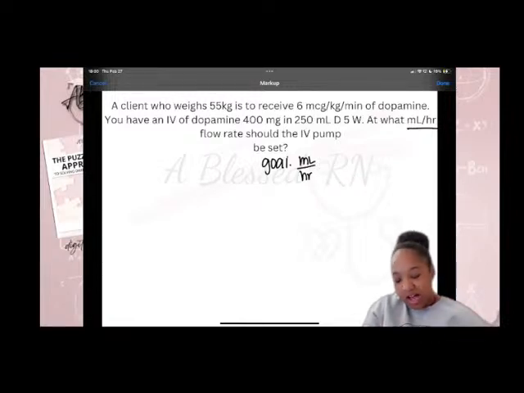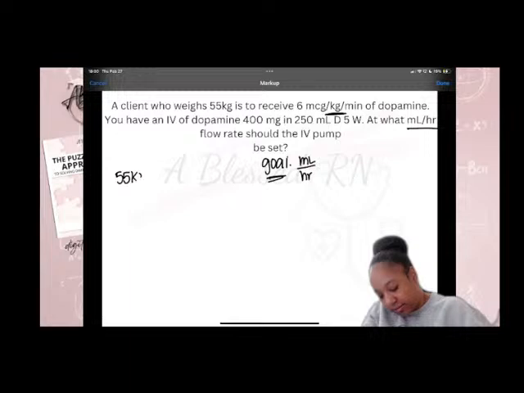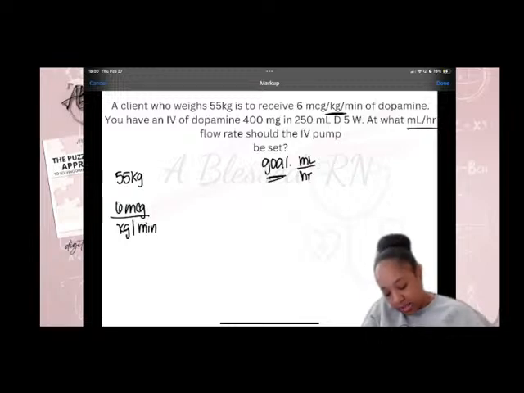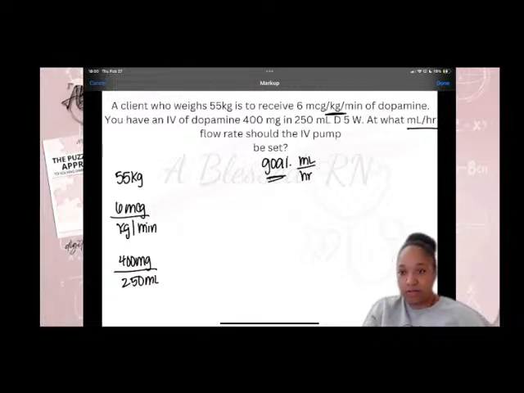Okay. Alrighty. So what are our puzzle pieces? So this is a weight-based problem. We know it's weight-based because in the order it has kgs. So we're going to need something with a weight in it, something with milliliters in it, and something with time in it. So that's how you use your goal to help you pick out pieces if you're not sure, okay? So 55 kilograms is the weight. 6 micrograms per kilogram per minute is the rate that they want it to go in, and your concentration of your medicine is 400 milligrams in 250 mLs of D5W, okay?